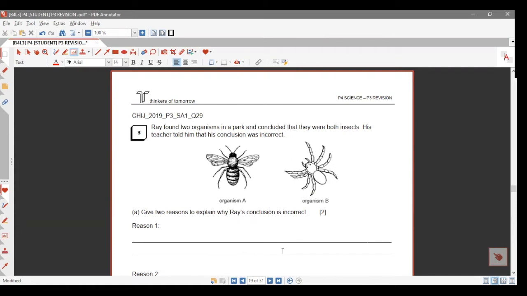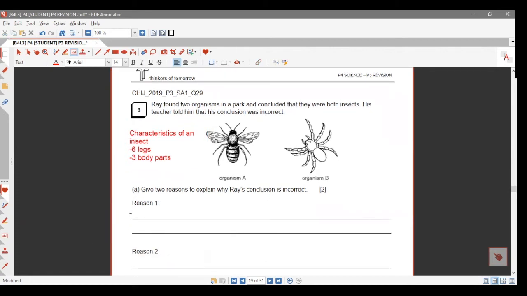So, organism A got how many legs? 6 legs. Organism B? 8 legs. So the characteristic of insect, right? Let's just write down some notes at the side. The characteristics of an insect would be 6 legs as well as 3 body parts. So when I look at this picture, I will know that organism B is not an insect because it has a total of 8 legs.